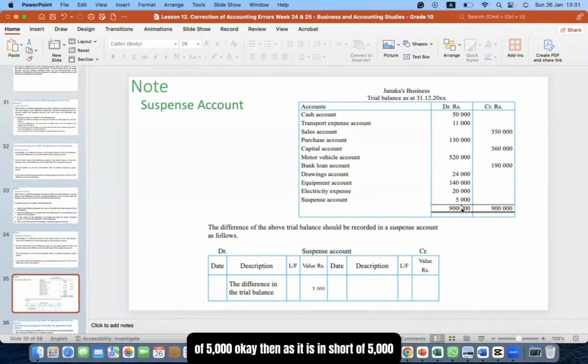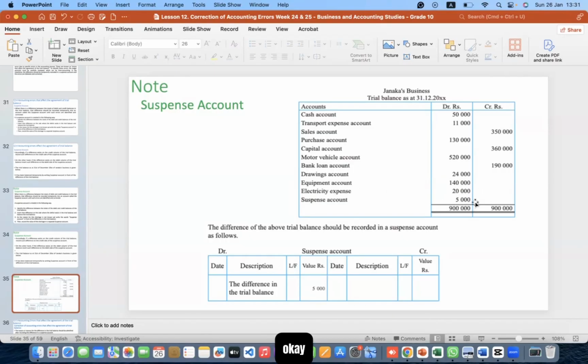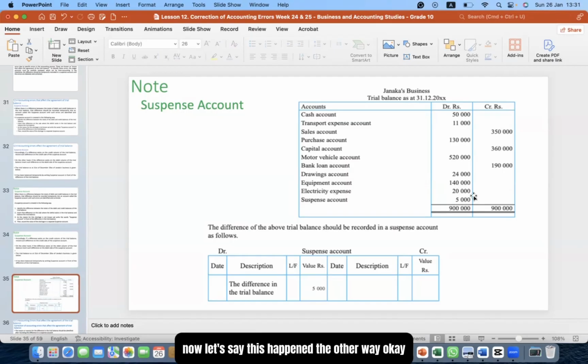Then as it is short by 5,000, we are creating a separate row or separate account called suspense account. We write it in an additional row as suspense account and include the deficit amount of 5,000 here. Okay, if you can notice. Now let's say this happened the other way.